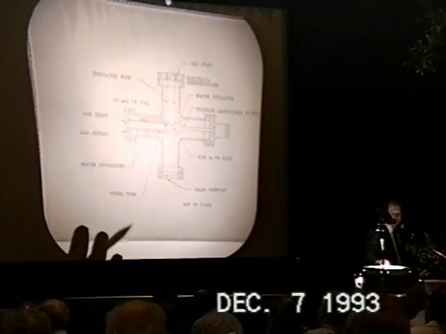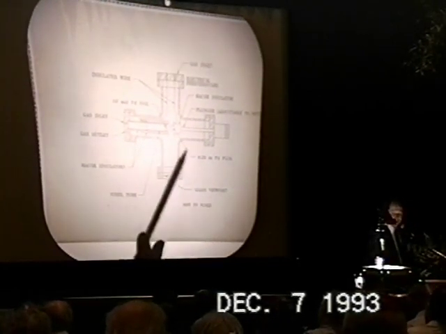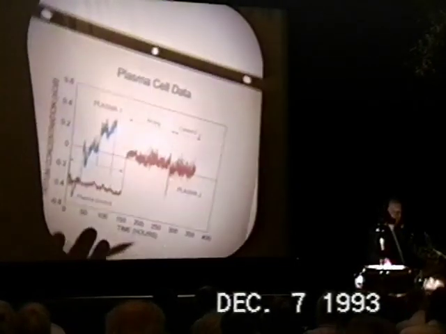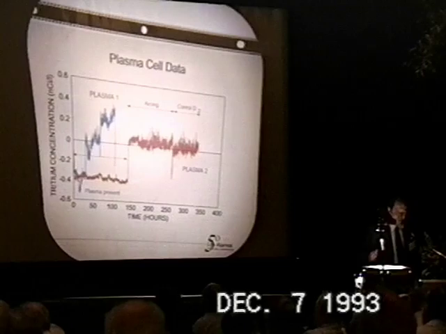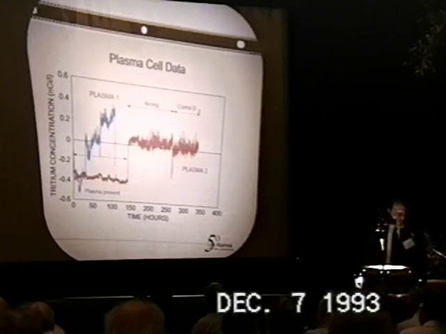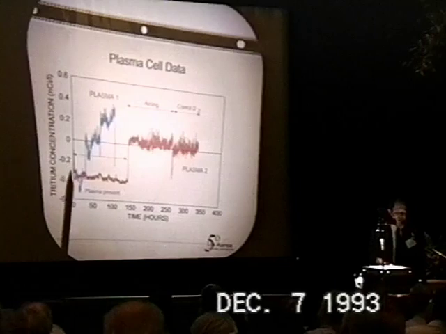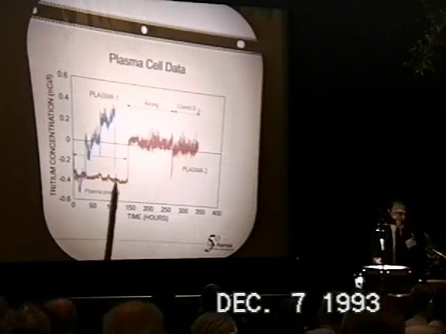A second plasma cell was slightly different, with a palladium plug instead of the wires and the palladium foil. We were certainly able to make that arc, but it was a pretty mellow cell. It did not do very much. Down here at low pressures, there's an offset on the tritium monitor.